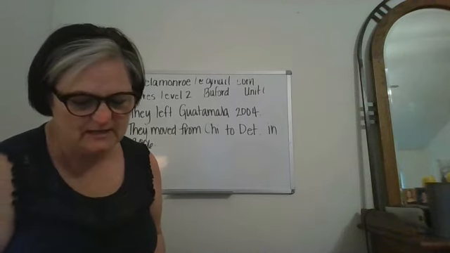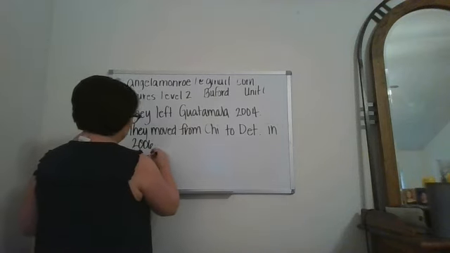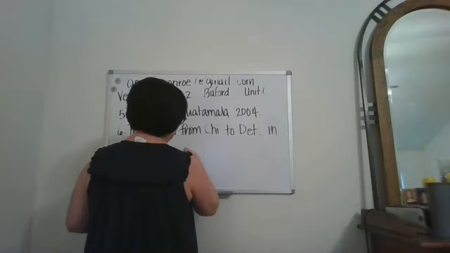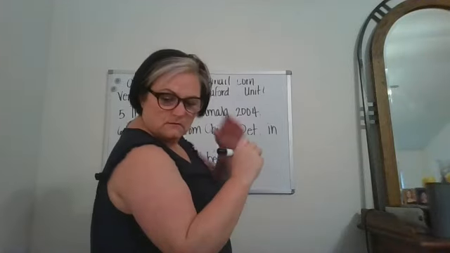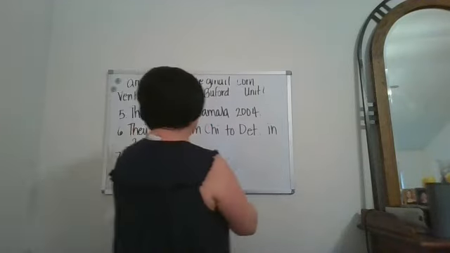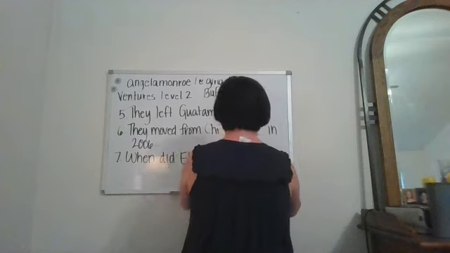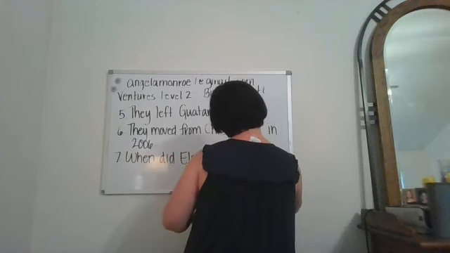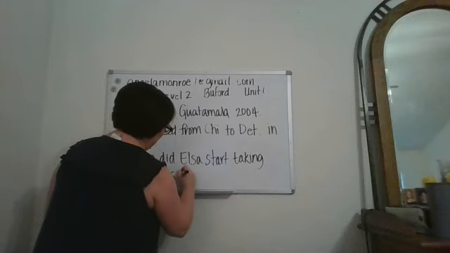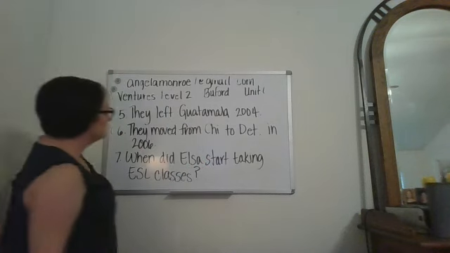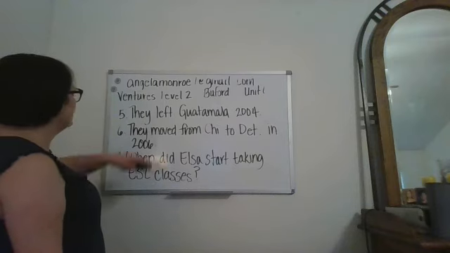And number 7, okay, we know the answers. Elsa started taking ESL classes in 2008. So to ask about that, remember we're going to use the word when. When did Elsa begin? Oh, it says start. We're going to use the words from the answer, just like we do in our writing in class. Start taking ESL classes. So that's how we would ask that question for that answer. Okay, well, go ahead and stop if you need to copy these. Otherwise, I'm going to erase and we'll do the last couple.